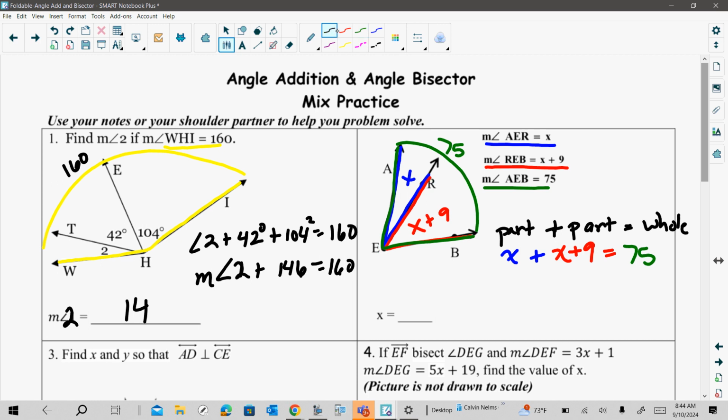Here we need to just combine like terms. We get 2x plus 9 equals 75. This one we're just solving for x.